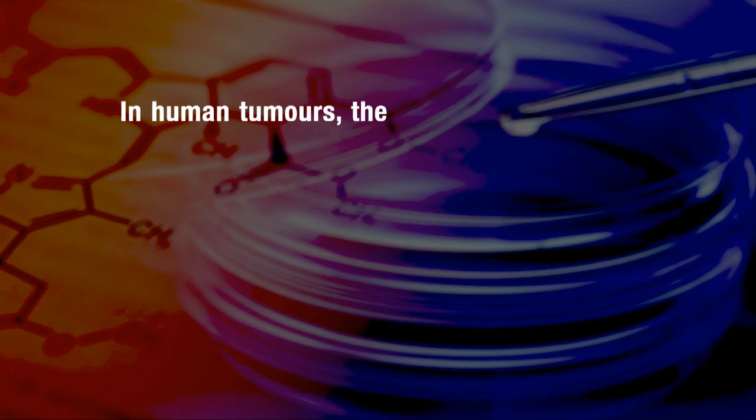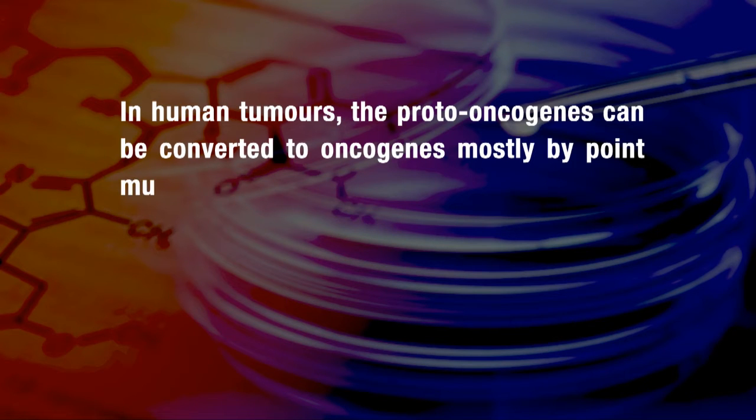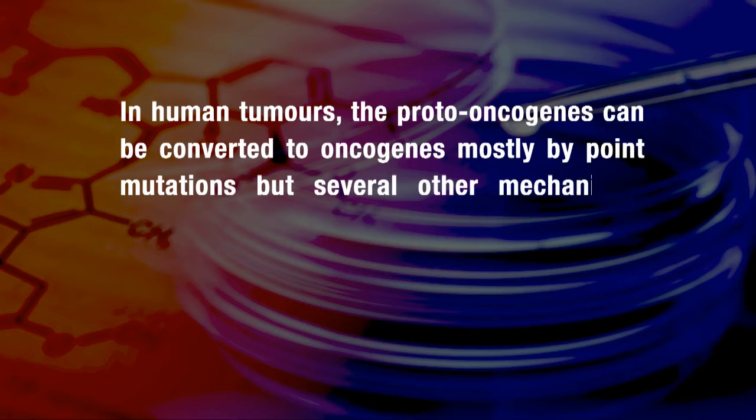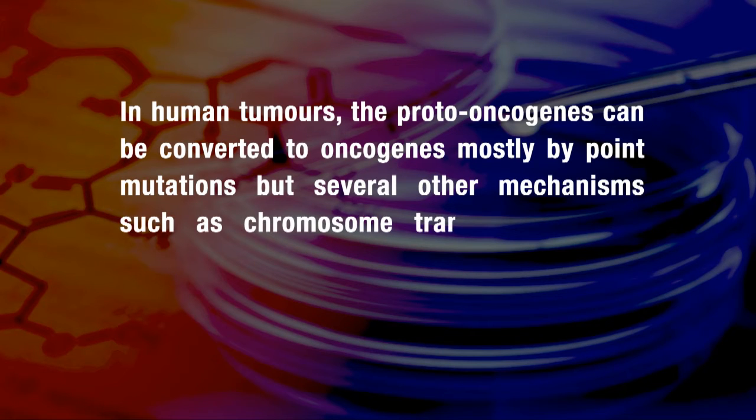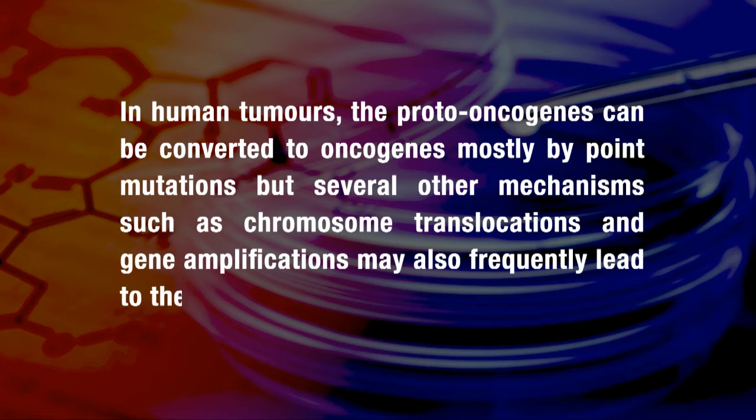transformation and cell proliferation. In addition to the retroviral oncogenes, many other cellular oncogenes have also been identified that differ from the corresponding proto-oncogenes by point mutations. In human tumors, the proto-oncogenes can be converted to oncogenes mostly by point mutations, but several other mechanisms such as chromosome translocations and gene amplifications may also frequently lead to the generation of oncogenes.